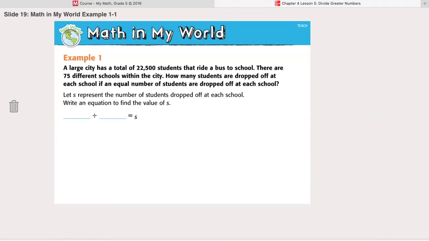So, let S represent the number of students dropped off at each school. Write an equation to find the value of S. Well, we are talking about 22,500 students divided by 75 different schools.